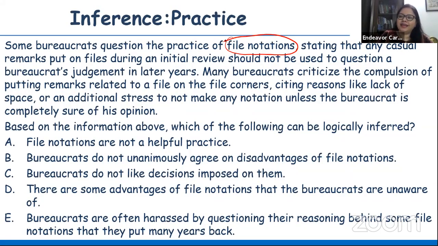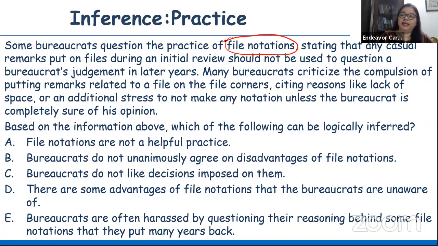So they question writing something on the files, saying that any casual remarks put on files during an initial review should not be used to question a bureaucrat's judgment in later years. Okay, so this is the reason given by some bureaucrats for not making file notations. Why? Because you write something and those casual remarks should not be used against you in later years.